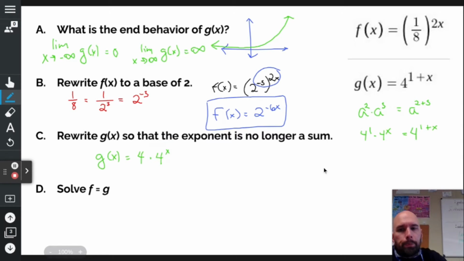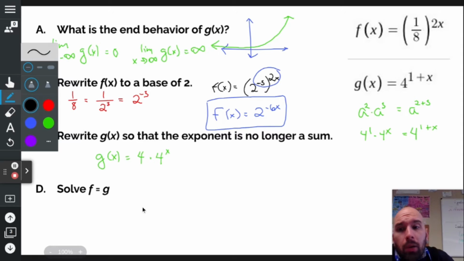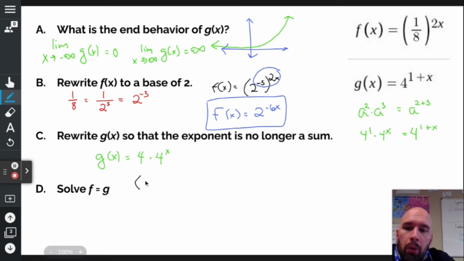Don't need that invisible 1. Okay? Now I need to solve f equals g. I need to set these two equal to each other. Well, before I do that, let's just completely set it up. I want to try to be cute, but it's really easy for me to do, and I don't want to be too cute right now and give away some of the fun.